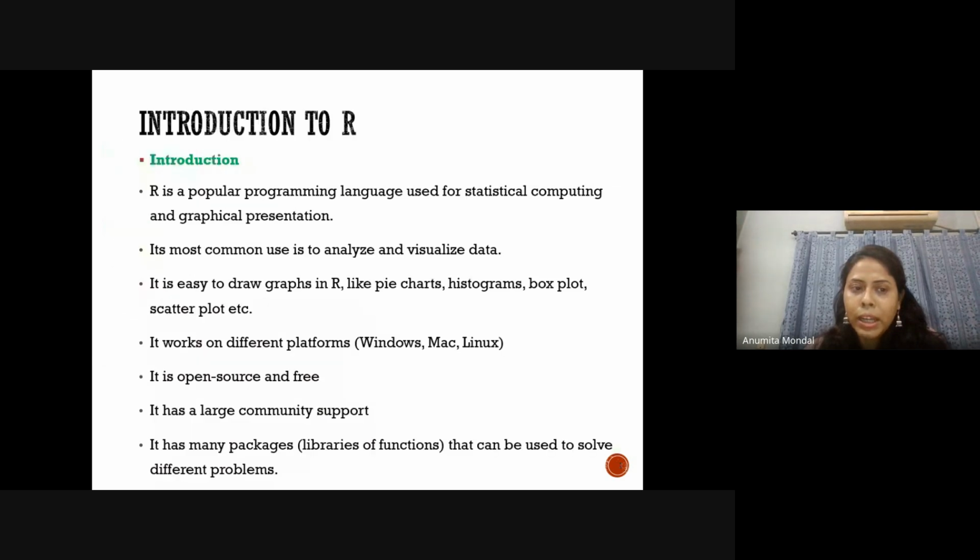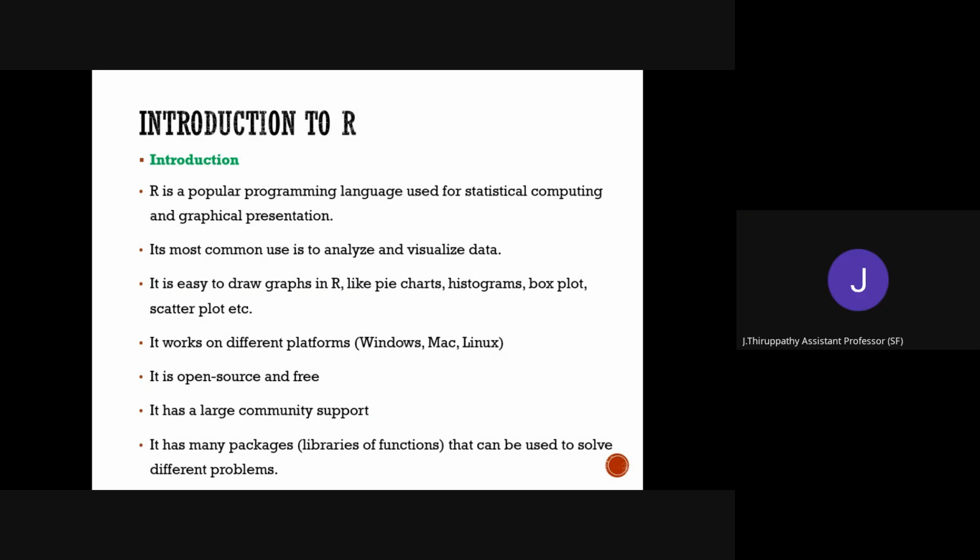Now I come to the introduction to R. R is open software. We can download it from the internet through the CRAN site. It is free of cost. Everyone can use it in the analysis part and to visualize the data. It is easy to draw graphs like pie chart, histogram, box plot, scatter plot, etc. It works on different platforms like Windows, Mac, and Linux, and it has large community support. Many packages are already installed in R, so we can use it for further analysis.